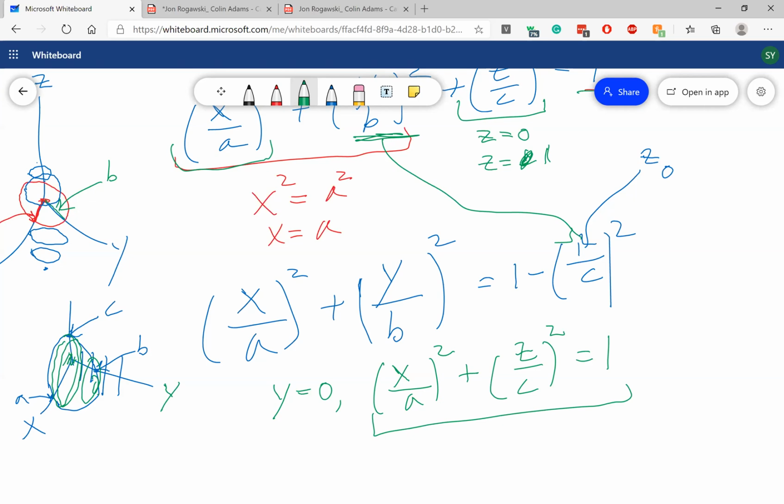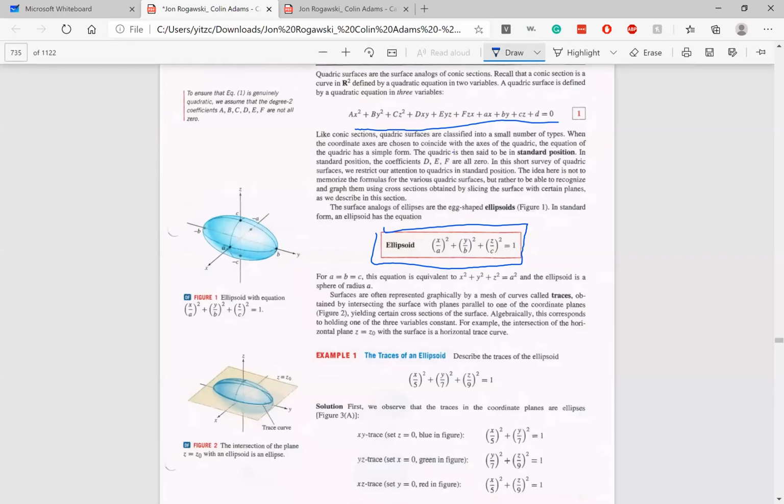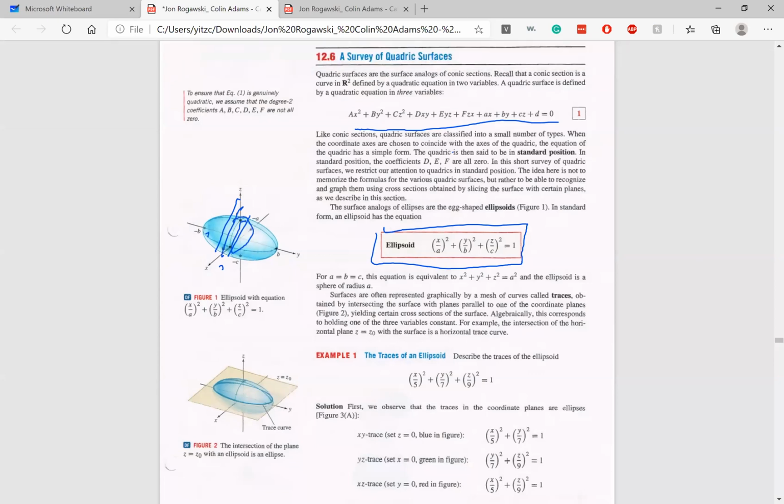Yeah, thank you. In every direction that we look at, if we fix any one of these, we're going to end up with an ellipse. And that's what gives us an ellipsoid. So an ellipsoid, every direction that we cut it, we get an ellipse. If we cut it in the horizontal direction, we're going to also get an ellipse.